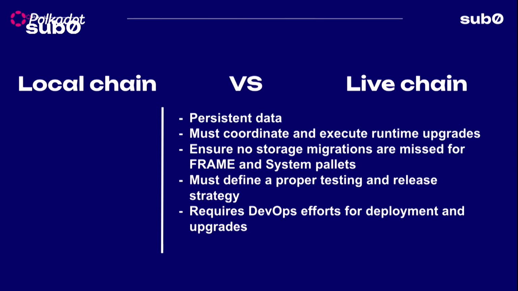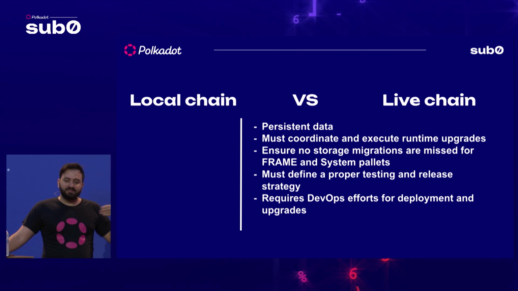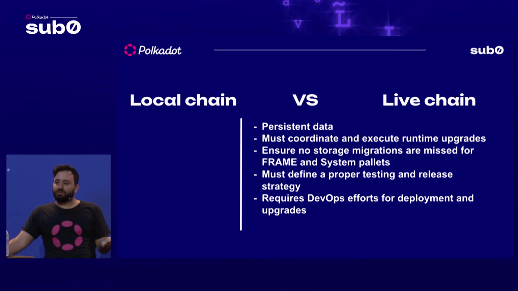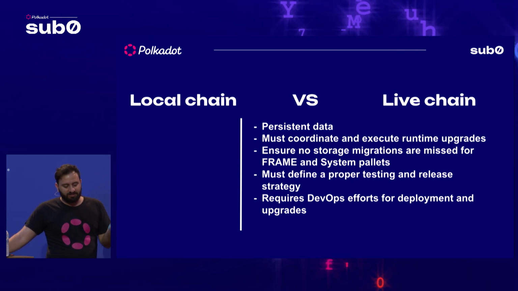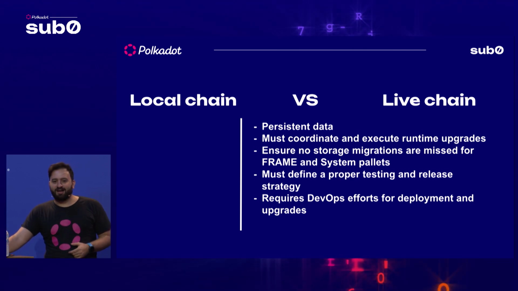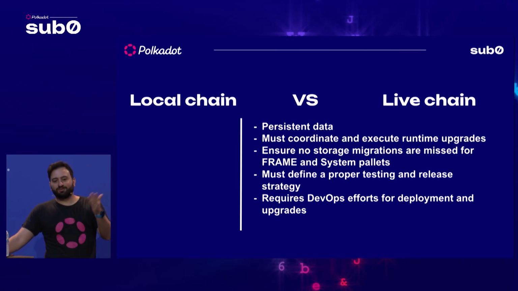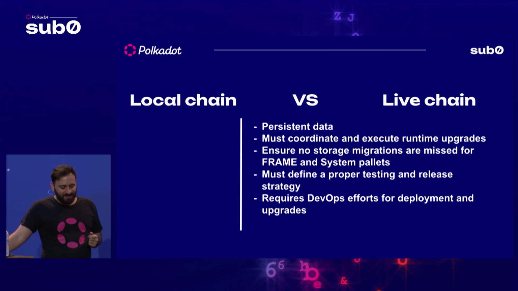But if you need to run a live chain, you have persistent data, you have to coordinate the runtime upgrades, you need to ensure storage migration, not only for your pallets, but for FRAME and system pallets included in your runtime. You need to have a proper testing and release strategy, and of course, you require DevOps services. Thanks to the Parity DevOps team for helping on this.